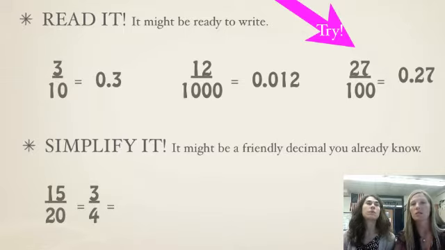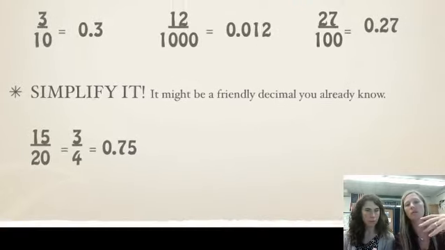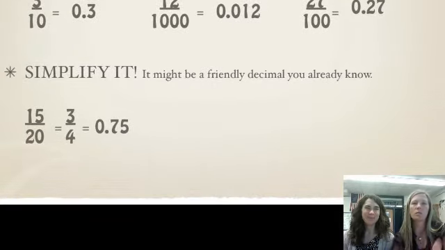Now, 3/4 is one of those really easy decimals that you should just know by now. You could work it out by doing the division like we've practiced before, but you should just know 3/4 is the same thing as 75 hundredths. 3/4 of a dollar, 75 cents. So this one you're simplifying and then using that to get a decimal that you already know.